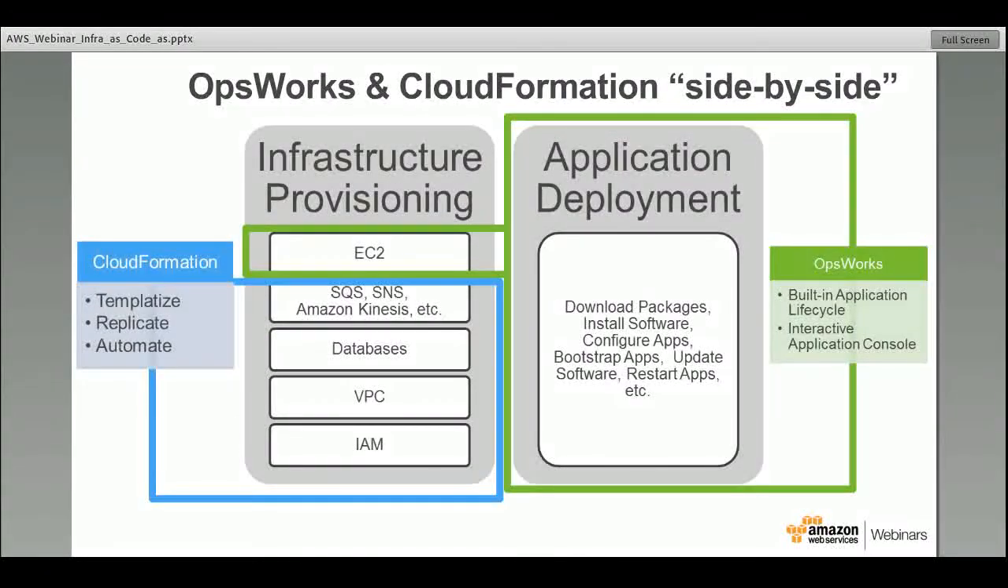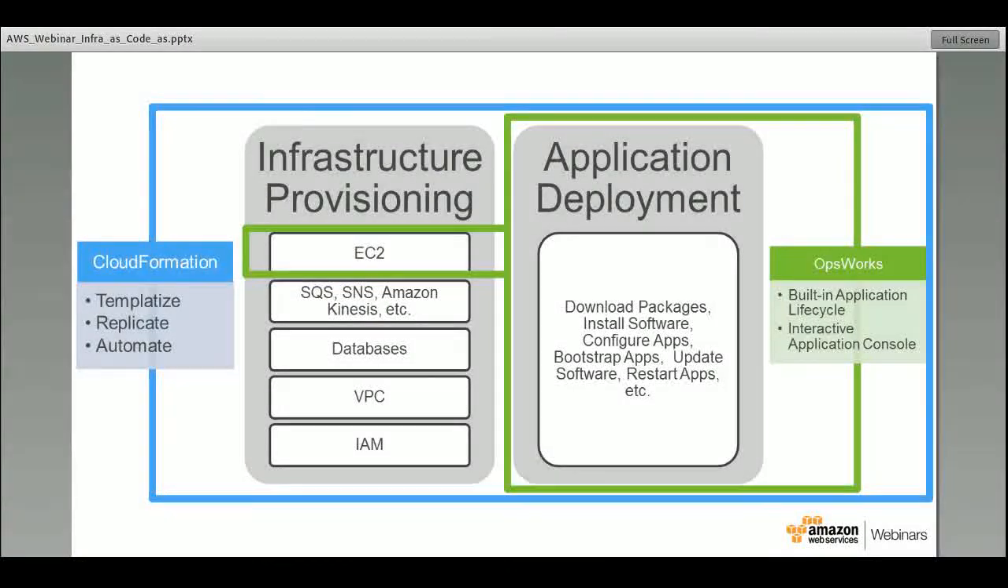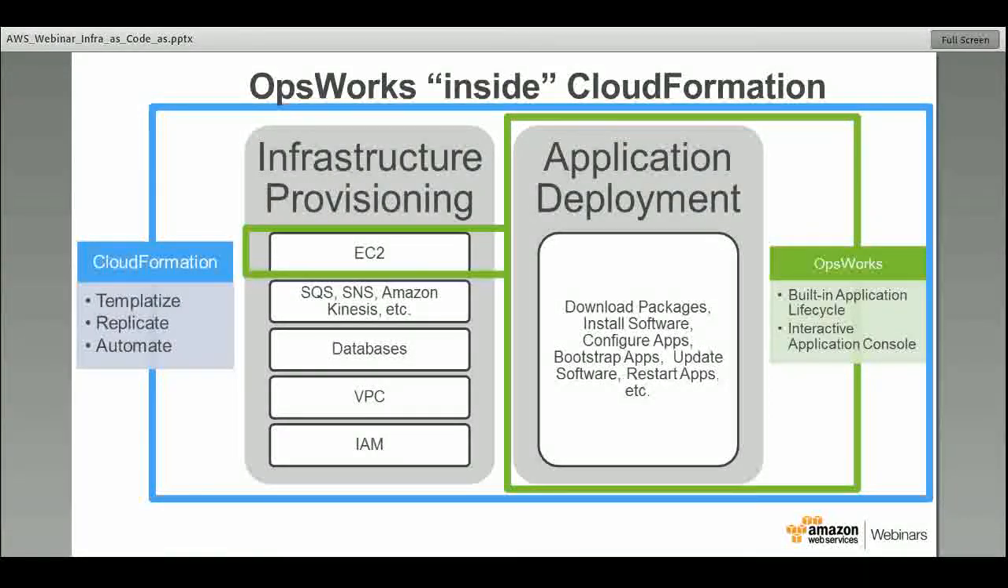Second pattern, this is the OpsWorks and CloudFormation side-by-side pattern. The second pattern is you model everything in a CloudFormation template. So you're modeling your infrastructure in CloudFormation, and you're also modeling OpsWorks building blocks like an OpsWorks stack and an OpsWorks layer and so on and so forth in CloudFormation. And you make one create stack call that provisions everything, the infrastructure pieces of it as well as the OpsWorks pieces of it. This is OpsWorks inside CloudFormation.